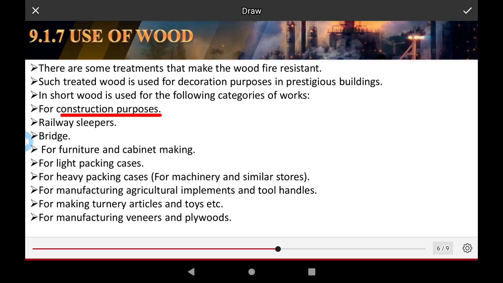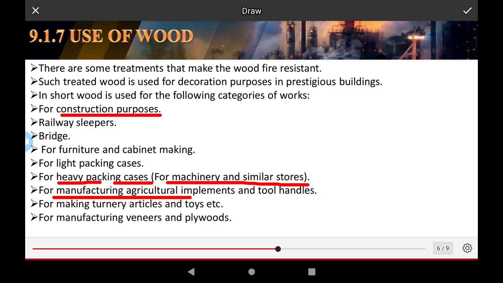Railways, sleepers, and bridges; furniture and conveyances; marketing and highway structures; poles, supports and roofs. Initial applications of plywood include light packing cases, highway packing cases, and machinery and similar storage.